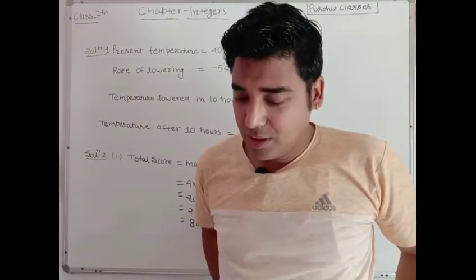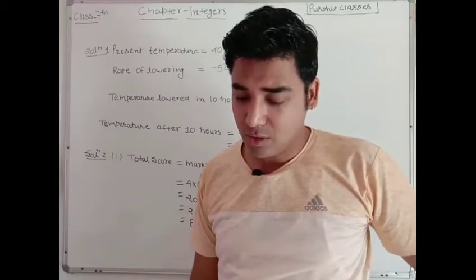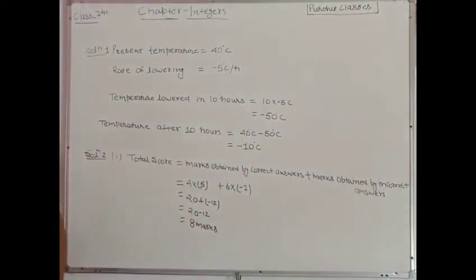Today we are going to solve exercise 1.3 from question number 6 and so on. Let's see the first question, which says a certain freezing process requires that room temperature be lowered from 40 degrees Celsius at the rate of 5 degrees Celsius every hour. The question is asking what will be the room temperature 10 hours after the process begins.